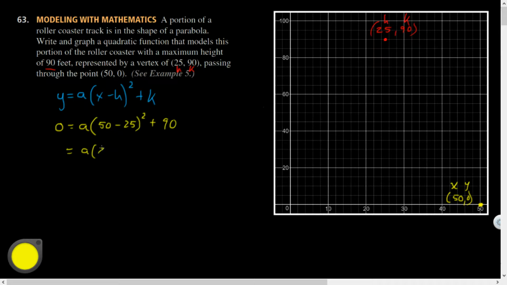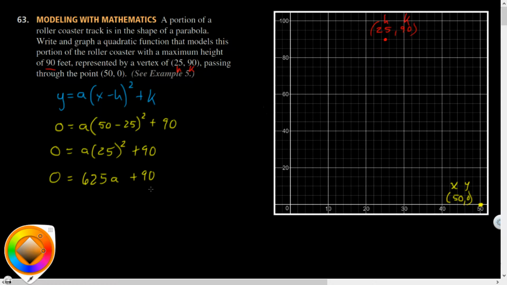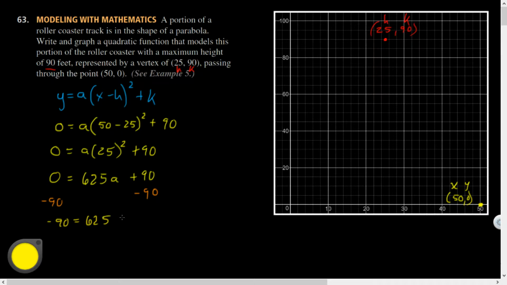So 50 minus 25 is 25. 25 squared. I feel like I should know that one. Why don't I? 625. So 625a plus 90 is equal to 0. So to solve for a, we'll subtract 90 from both sides. And so I'll have negative 90 equals 625a.